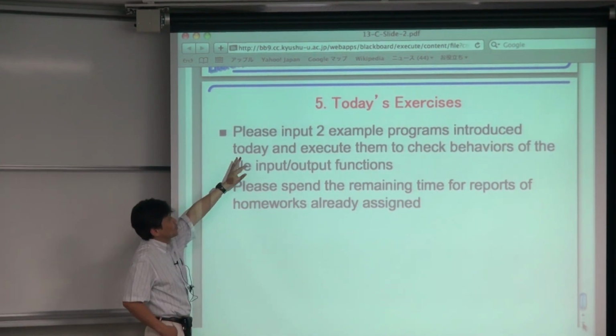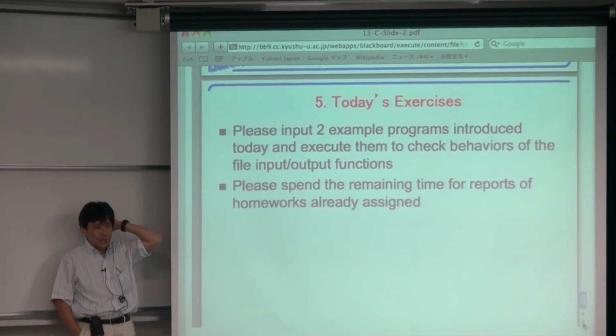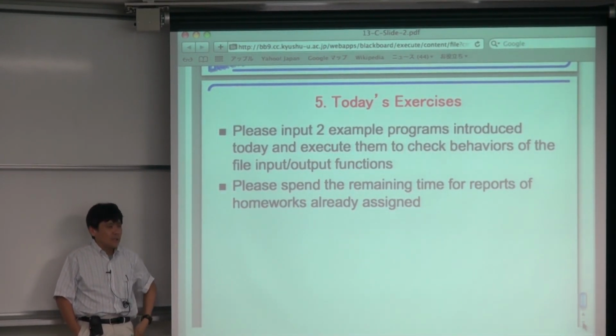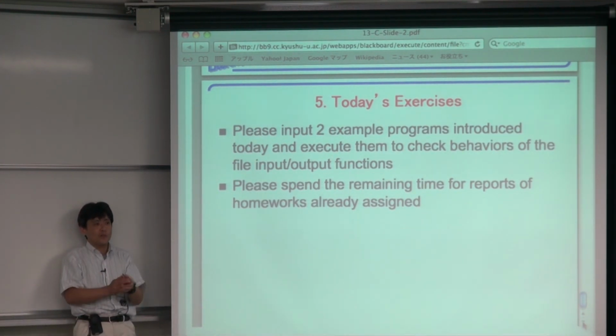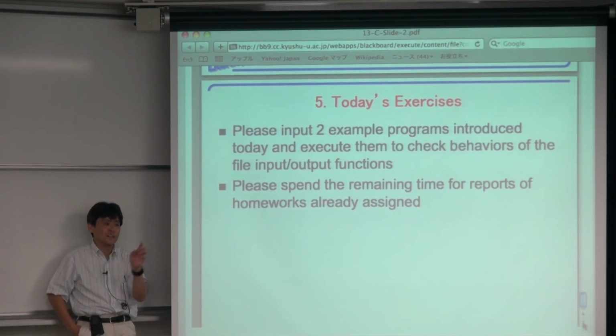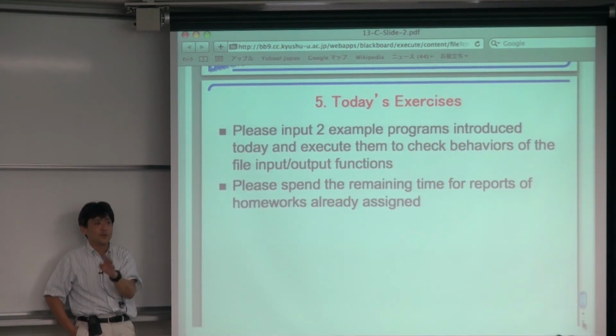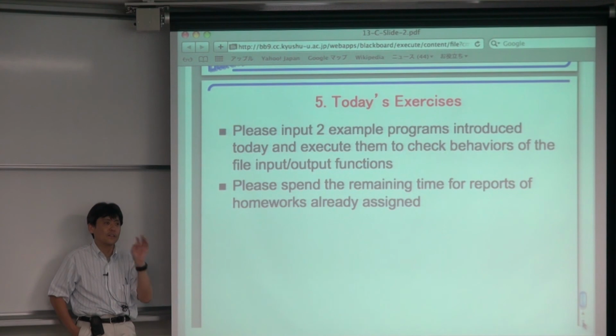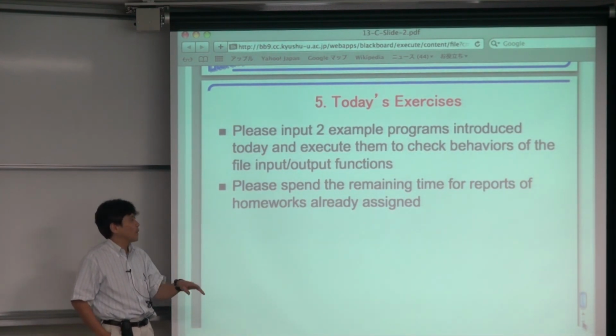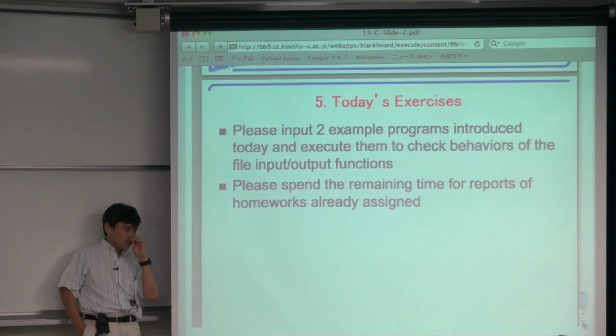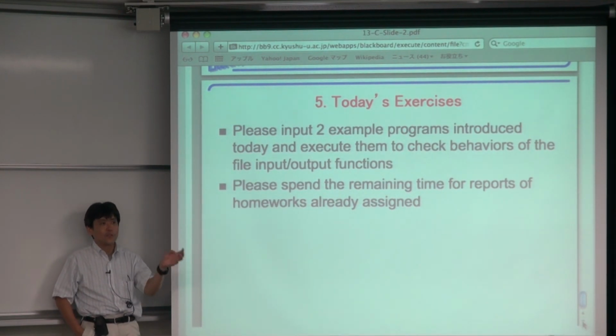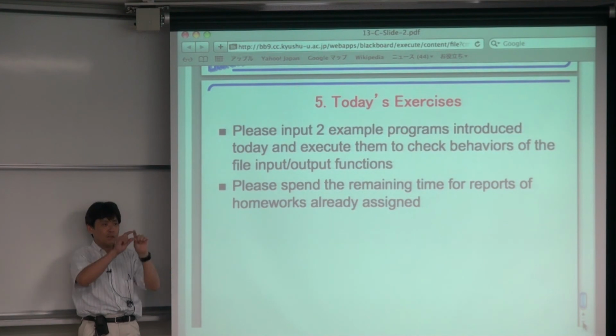For today's exercise, as shown here, please try to make a program. I already explained it. It is about reading a text file. First, you have to prepare a text file consisting of 3 lines. Each line has a name, birthday, and address. Make a program to read such content and output the first line, the name part, and the third line, the address part, on the computer screen.